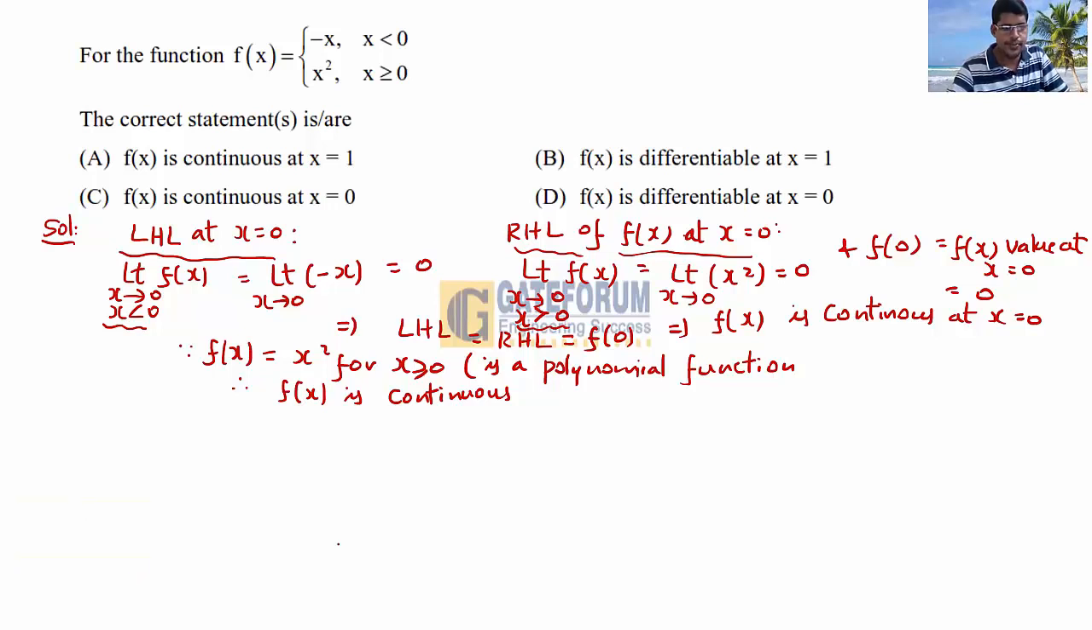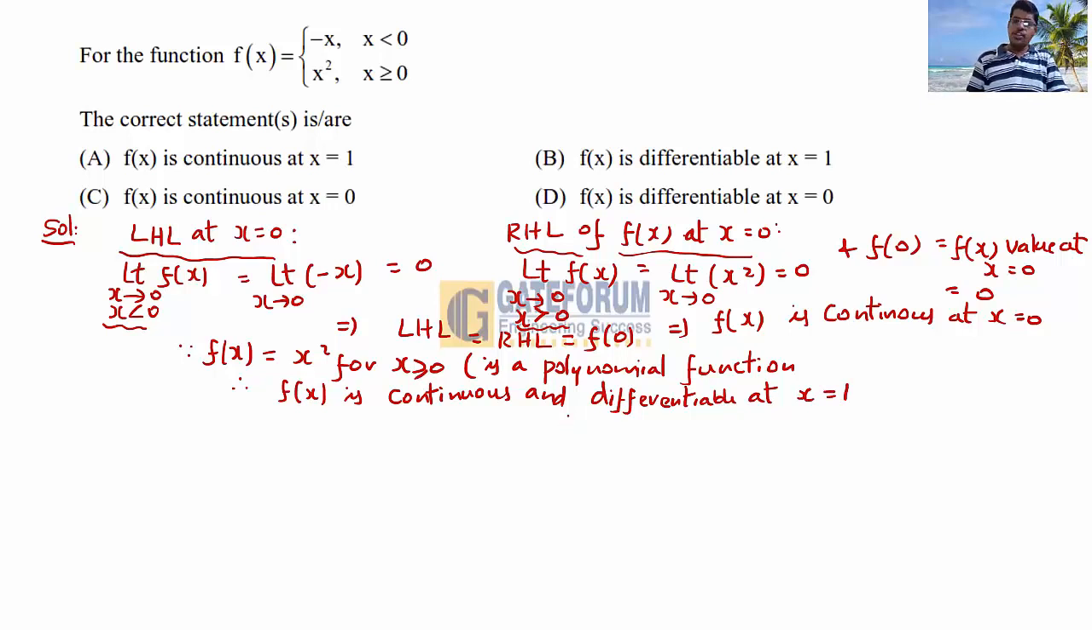Now f of x is a continuous polynomial function and differentiable for every positive value of x. We already proved continuous at x equal to 0. We have to check whether it is differentiable at x equal to 0, but I am talking about x greater than 0, positive real values of x. Here f of x is continuous and differentiable at x is equal to 1.